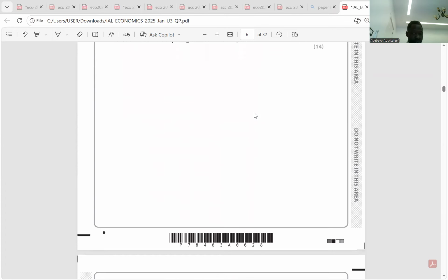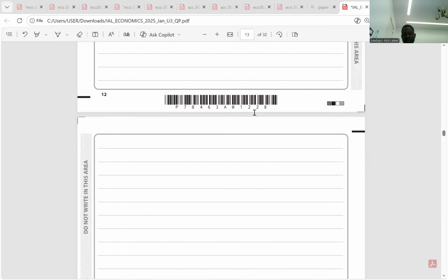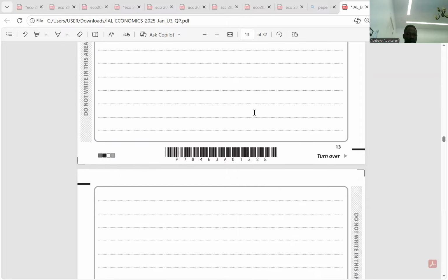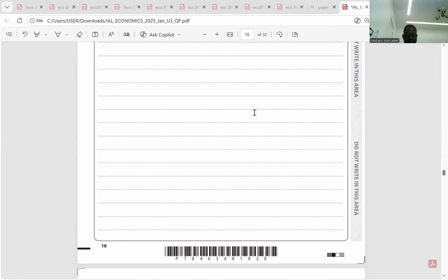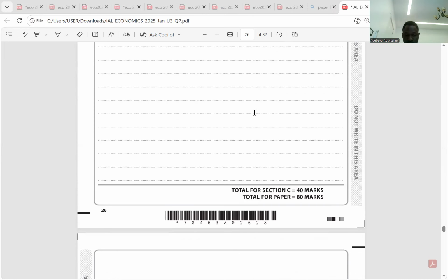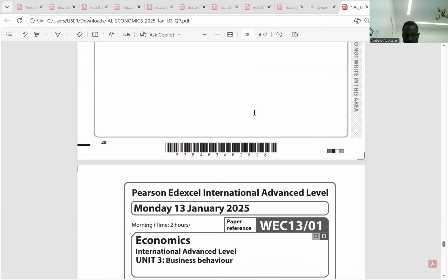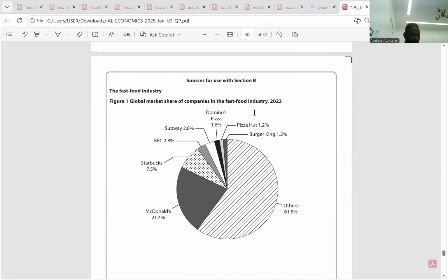Question 7. Market concentration. Okay. Question 7A. Let me see. With reference to figure 1, calculate the 4-firm concentration ratio of the global fast food industry.